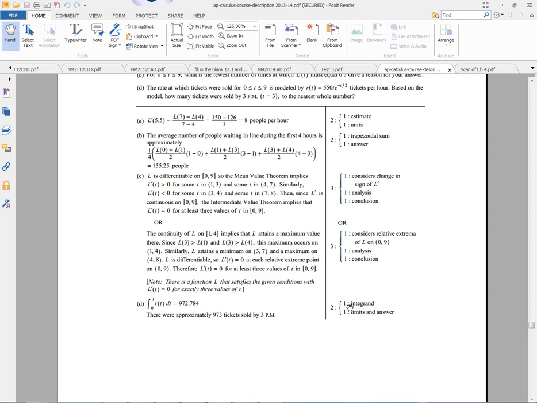Yeah, and look at what they're grading you on. Integrand, meaning the thing you're taking the antiderivative of, which they wrote r of t. We wrote what the actual other side of the equation looks like. It doesn't matter. Then the limits from 0 to 3, and the answer 973.